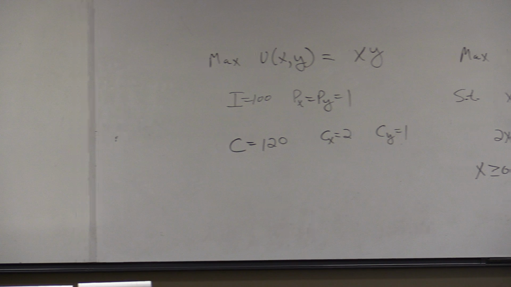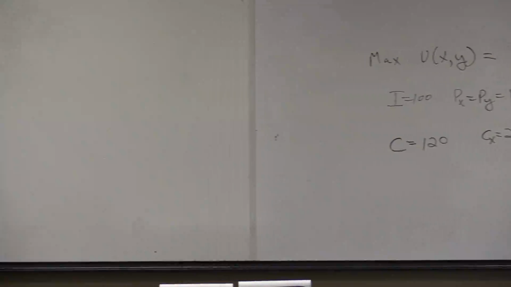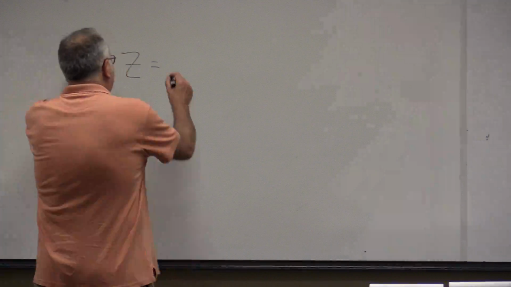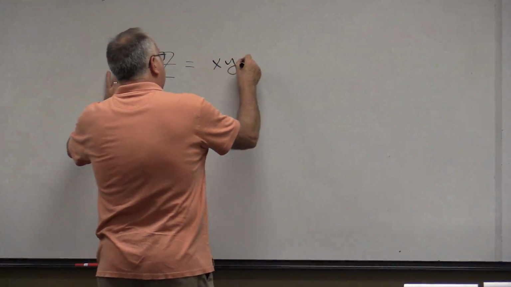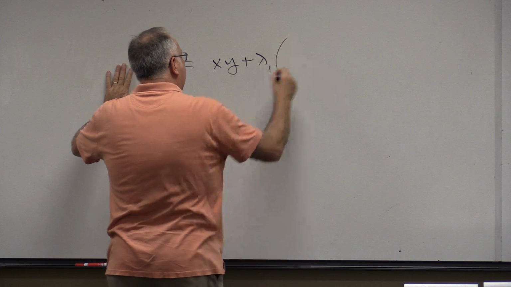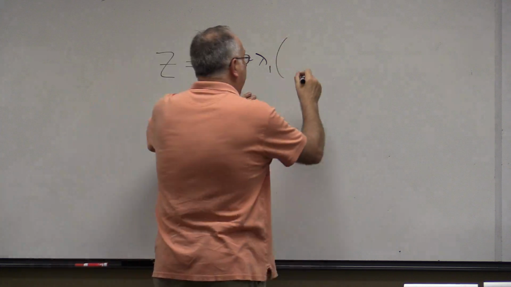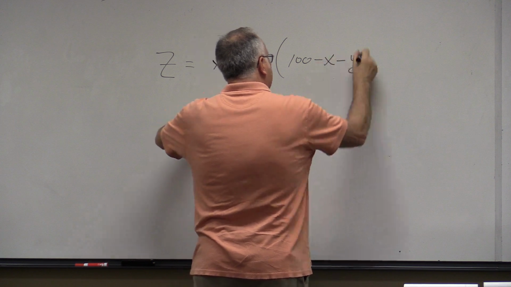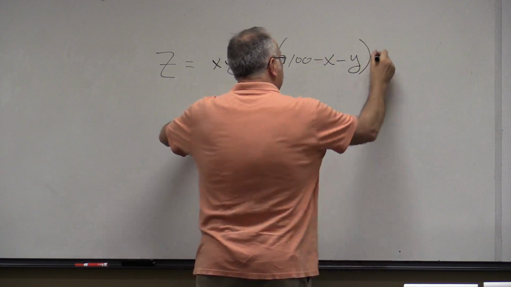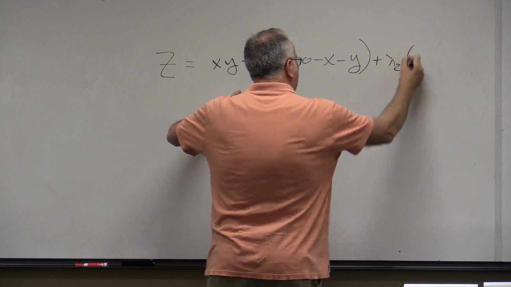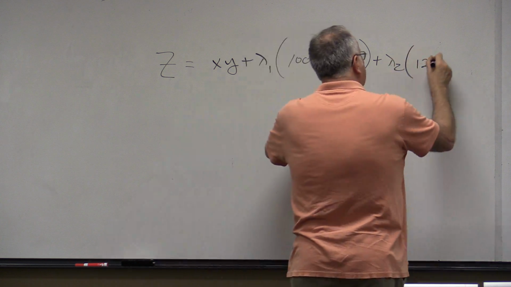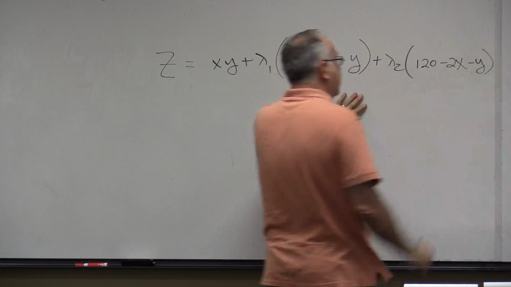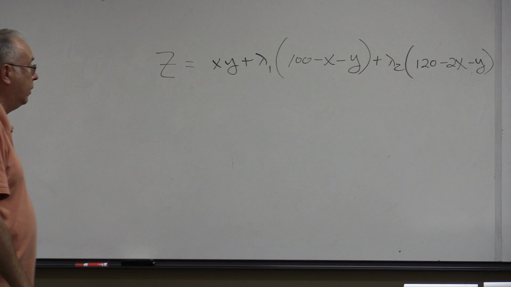Okay, so what's our Lagrange function now? xy minus lambda 1 times 100 minus x minus y, plus lambda 2 times 120 minus 2x minus y. Exactly right. Okay.